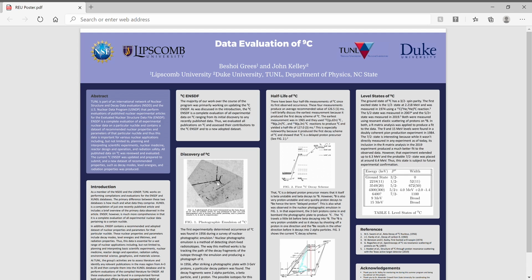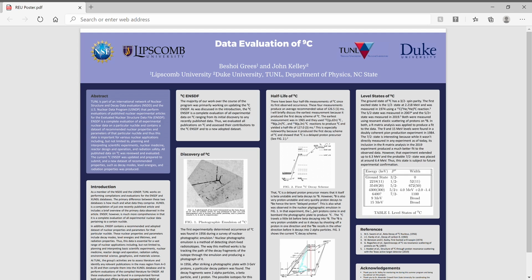Over the past summer, I worked with my mentor, Dr. John Kelly, on updating the Carbon-9 ENSDF and producing a new and recommended data set for Carbon-9 that contains new recommended properties like decay modes, level energies, and radiation properties. To do this, we had to go back and do a survey of all experimental data published on the Carbon-9 isotope, starting with its discovery, going all the way to any recently published data.